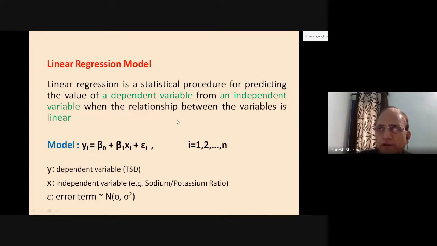Now, if you remember in our 10th standard or 9th standard, we used to have the equation of a straight line. The equation of a straight line was y = mx + c, where c was the intercept and m is the slope. This is the same equation: y = mx + c, where c is your beta naught, m is your beta 1, and x and y are already there.